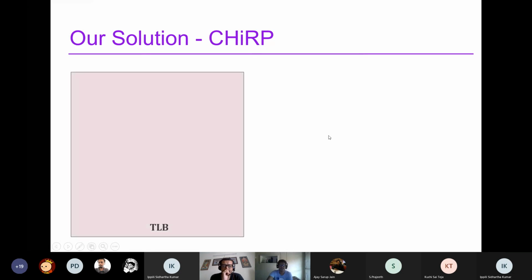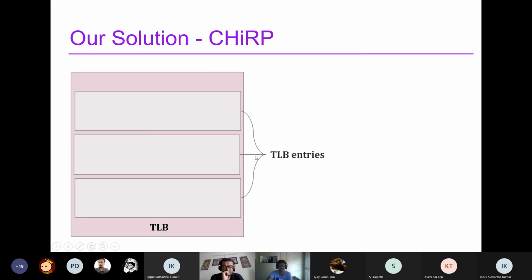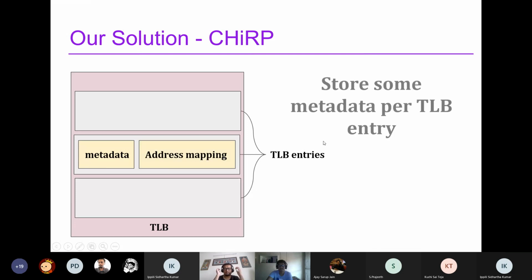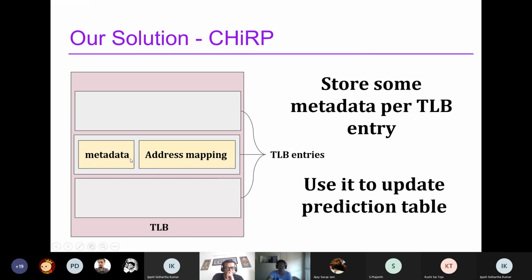So our solution, CHIRP, and the structures which CHIRP uses, I'll be explaining that right now. Suppose this is the TLB, and these are the TLB entries. CHIRP uses metadata for each TLB entry and also stores the address mapping as usual. This metadata is used to form a signature, which is used to index a prediction table, which I'll show in the next slide. This metadata is updated on every TLB access, for each TLB hit or miss. This point will become clearer later.